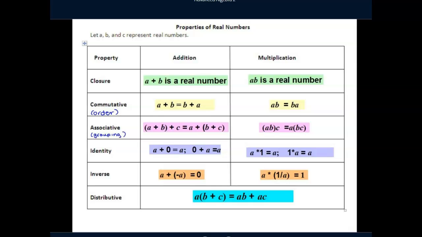The associative property represents grouping. So you can change the way you group your problems. The identity property says that if you add 0, you will still get A, so it doesn't change its identity. And if you multiply by 1, you still get A. So the identity property is essentially saying you can add or multiply by this number to get where you were back. It doesn't change its identity.